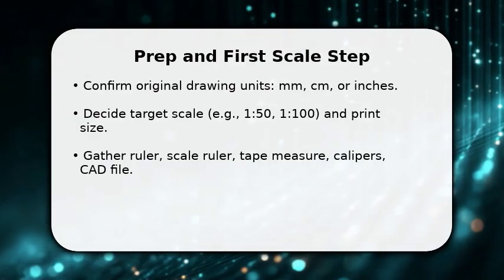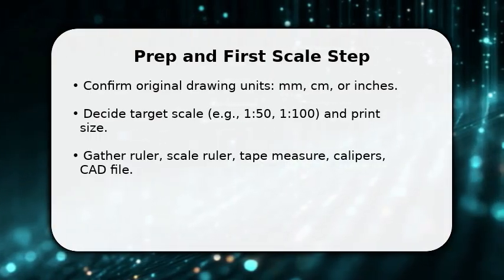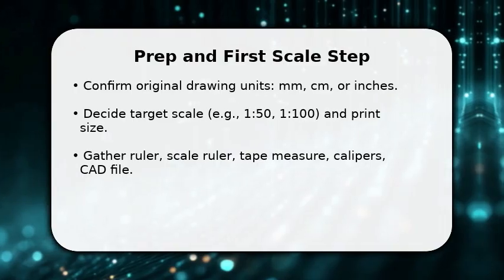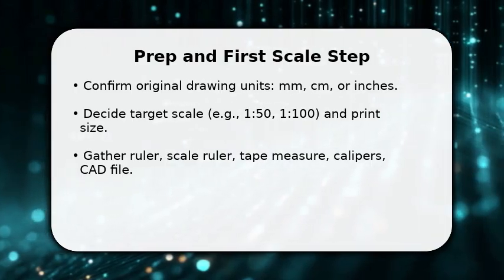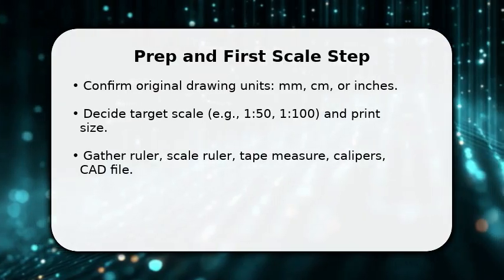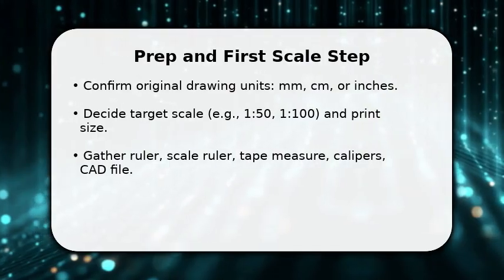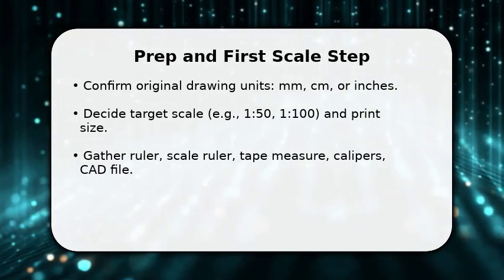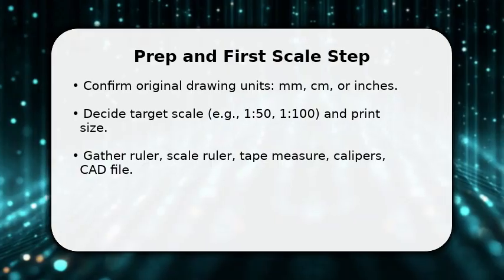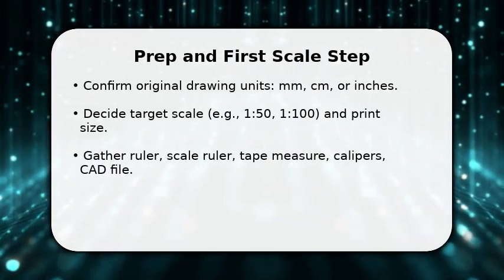You begin by locking units and target scale so you don't rework later. First, verify the drawing's unit system and measure a known dimension on the plan. This gives you the scale factor. Once done, calculate the conversion multiplier, target divided by original, and apply it to a key wall or grid line. Make sure to save a backup before modifying. This prevents unit errors and keeps a reference you can revert to if the scale looks wrong.